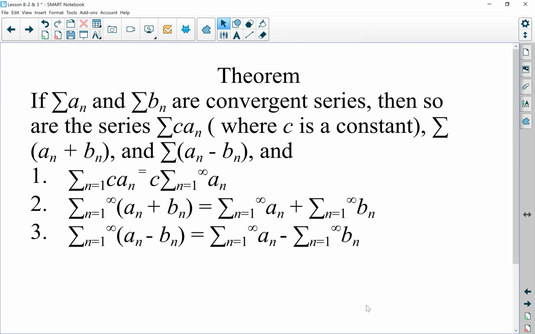And then the difference as well, you could take the sum of a sub n minus the sum of b sub n.